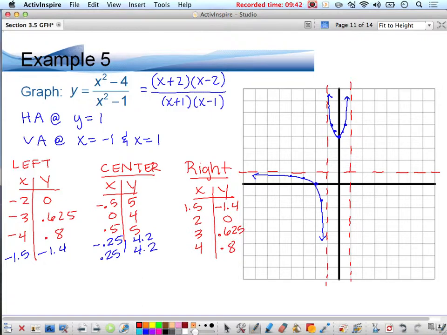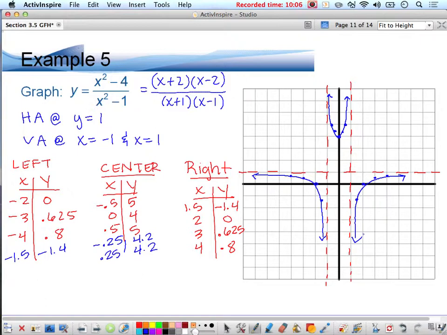Let's go put those dots on and take a look. 1.5, -1.4. Right there? 2, 0, 3, 0.625, and 4, 0.8. So it looks like this one also is in the bottom quadrant there.